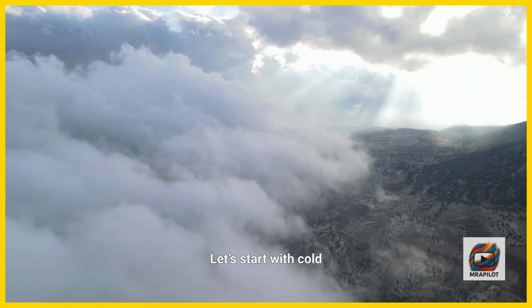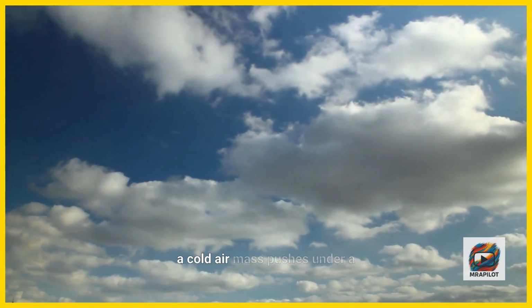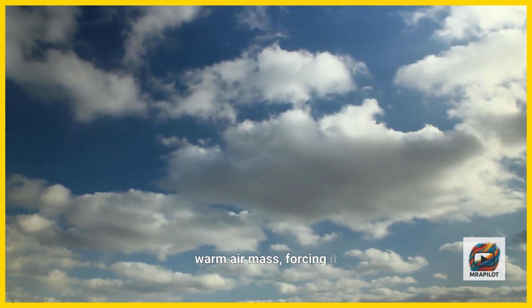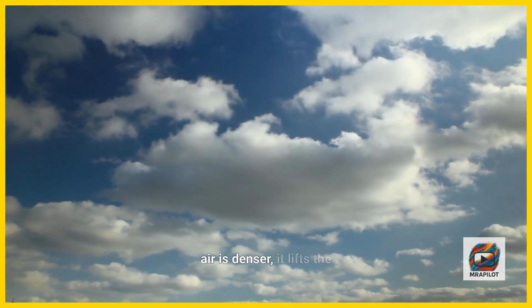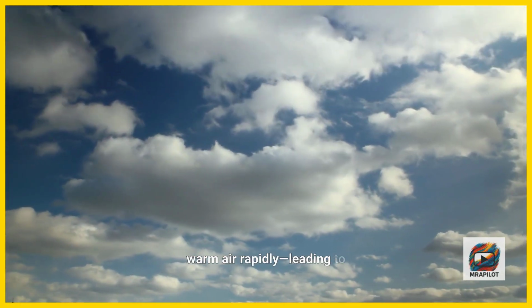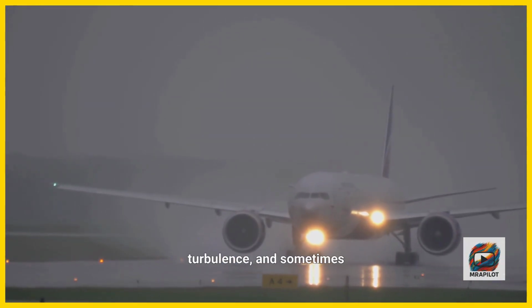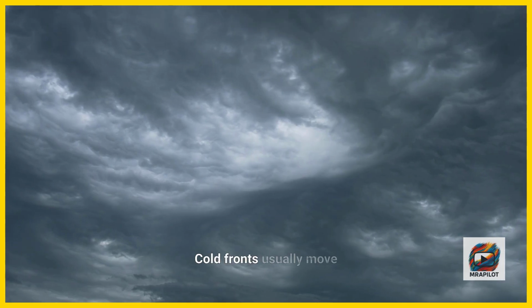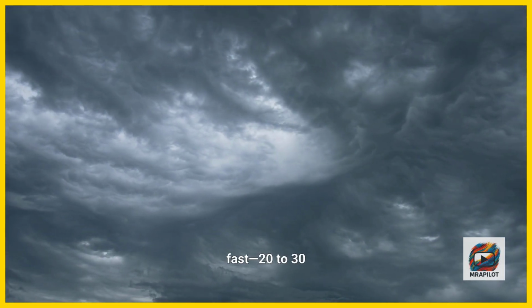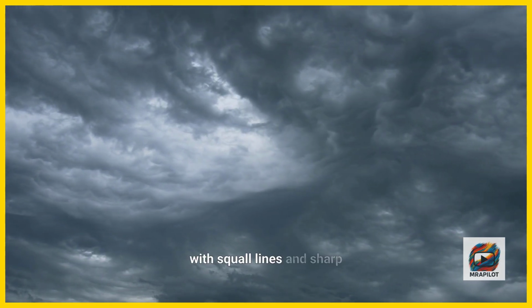Let's start with cold fronts. These form when a cold air mass pushes under a warm air mass, forcing it upward. Because cold air is denser, it lifts the warm air rapidly, leading to towering cumulus clouds, heavy rain, turbulence, and sometimes thunderstorms.